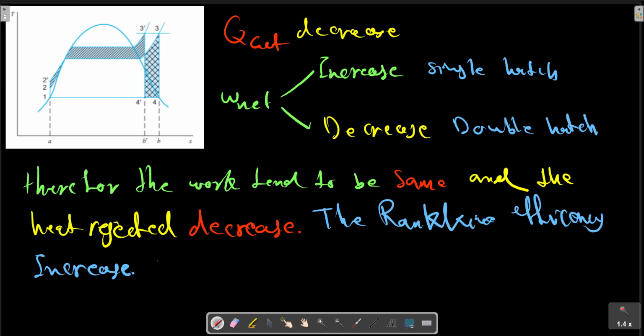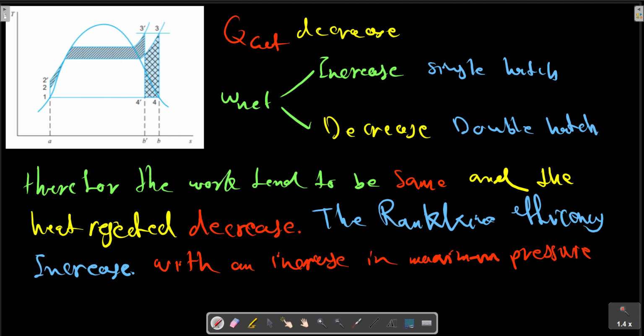With an increase in maximum pressure, and hence the Rankine efficiency increases. Note that this is because the average temperature at which heat is supplied increases. With an increase in pressure, the quality of the steam leaving the turbine decreases as the maximum pressure increases.